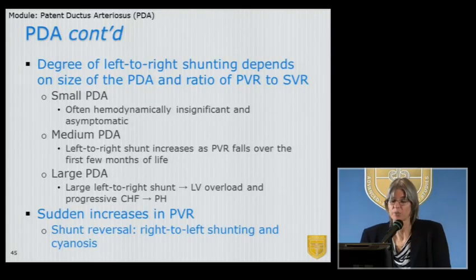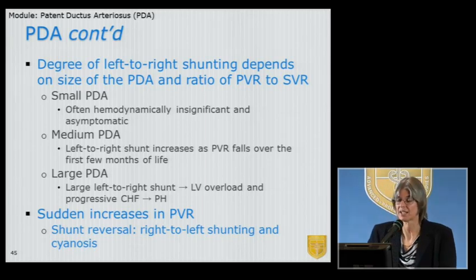So the degree of left to right shunting depends really on the size of the PDA and of the PVR to SVR ratio. Small PDAs are often hemodynamically insignificant and asymptomatic. Medium ones present with a left to right shunt as soon as the PVR falls, and large PDAs are often significant because they lead to progressive congestive heart failure.